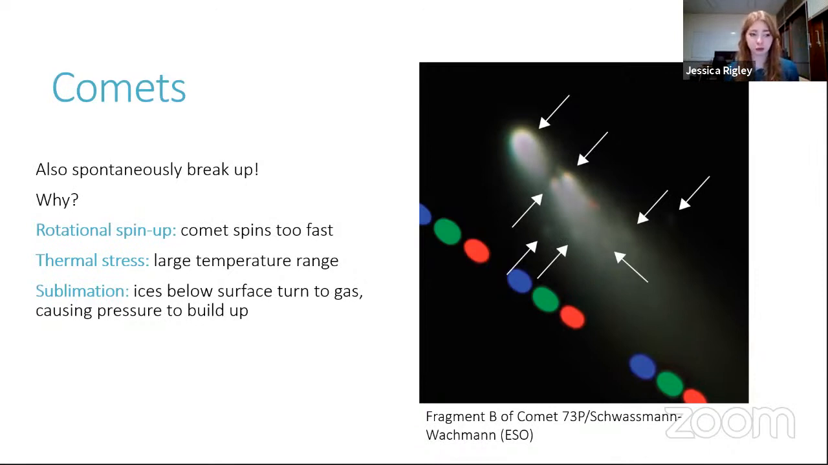Another reason is thermal stress. This is because if we think about the orbit of the comet, it starts off really far away from the sun, and then it gets really close. So it goes from being really hot to really cold to really hot again. This means that it's experiencing a large range of temperatures, which could then weaken the material of the comet. And then the third reason is the sublimation of ices. If there's ice trapped underneath the surface of the comet, and those ices then sublimate, then you have loads of gas trapped underneath the surface. And this could cause lots of material to just break off.